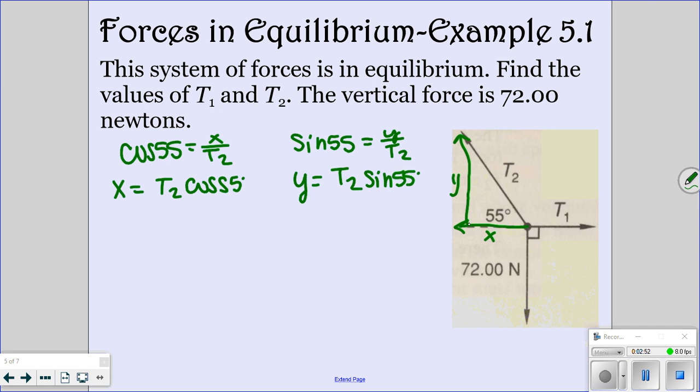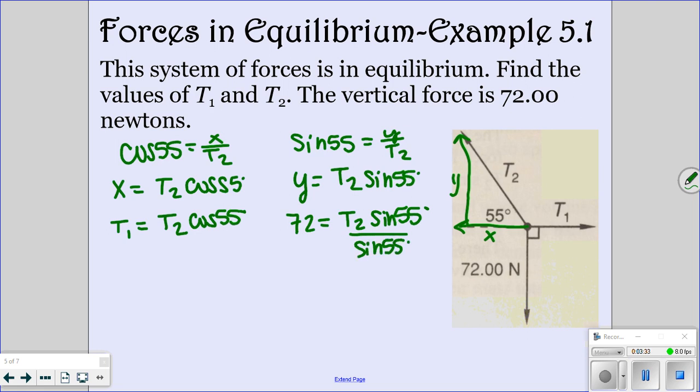So our two x's are this T2 cosine of 55 and T1. So we have to make them equal each other so that there's no movement. So T1 is going to equal T2 cosine of 55. In the y value directions, we have 72 and we have y. So 72 has to equal T2 sine of 55. And so from here, we're going to divide by the sine of 55 to solve for T2.